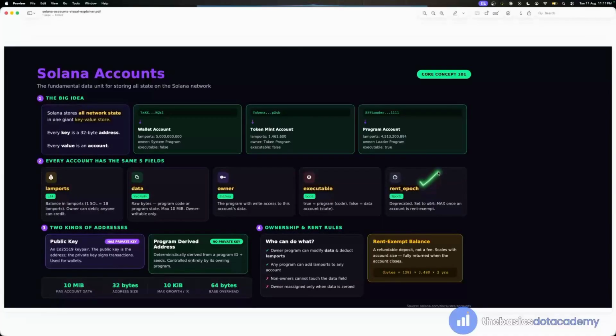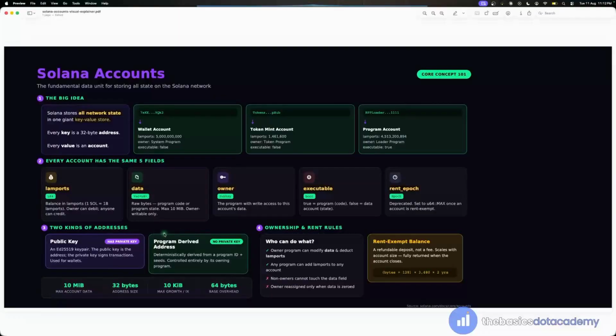This is currently deprecated. However, if you want to make an account rent exempt, what you have to do is set the rent epoch value to the maximum value of unsigned 64-bit integer. Then we have two kinds of addresses. First is the public key. Now this has an associated private key. This is an ED25519 key pair. The public key is the address. The private key signs transactions, similar to what we have looked into in Ethereum.